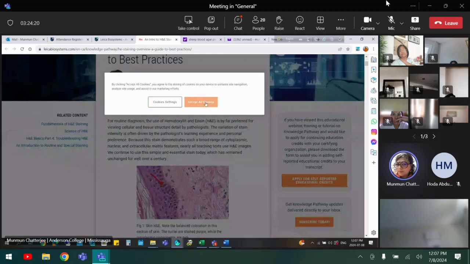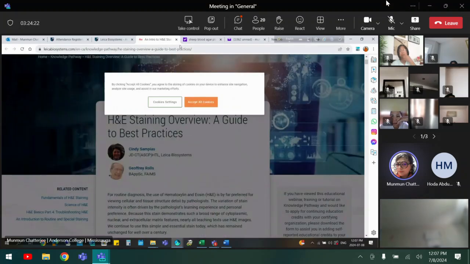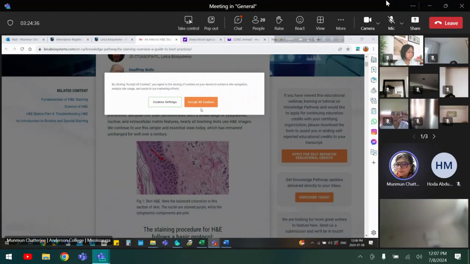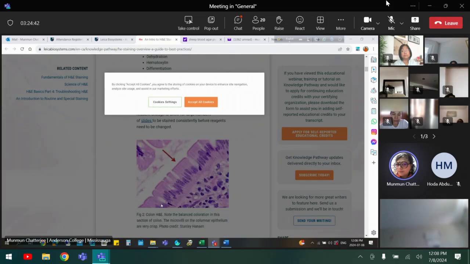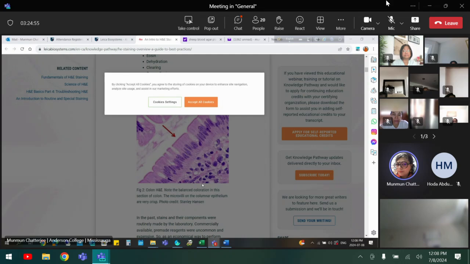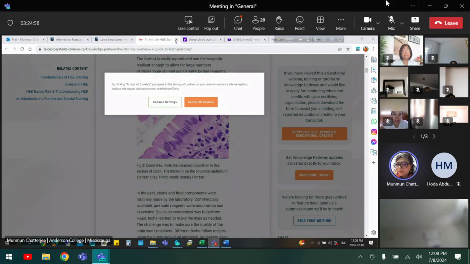So this is for you guys for reading, how it looks. Here are all the steps, how it looks. You can see how nicely stained the nucleus is, the different types of cells, different types of nuclei, how the cytoplasm looks, depending on the different tissue. So you can read this one. Done.